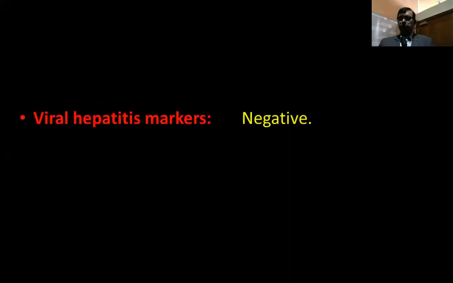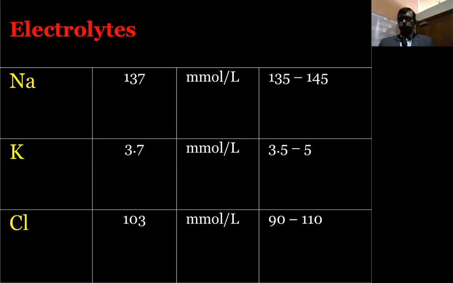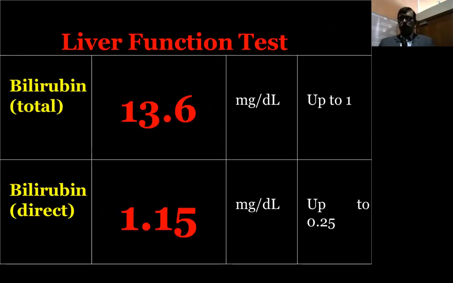Viral hepatitis markers were negative. Sodium, potassium, and chloride were normal. But look at this: because of the hemolytic anemia and the repeated blood transfusion, bilirubin, direct and indirect, were elevated. For the preoperative images, I would like to call Dr. Athamni to comment.